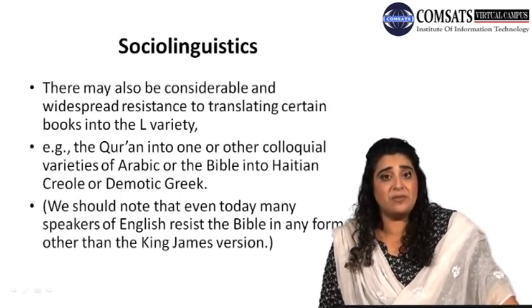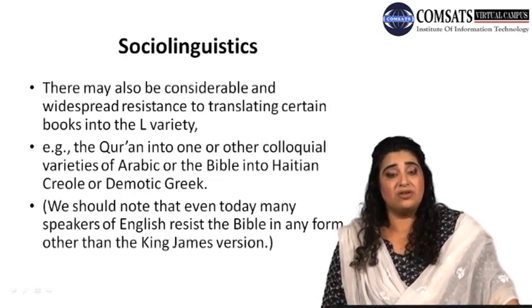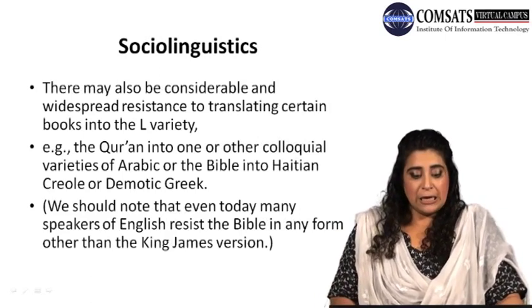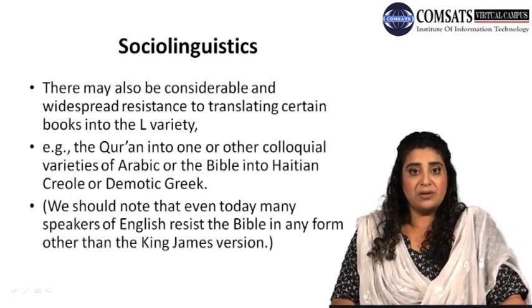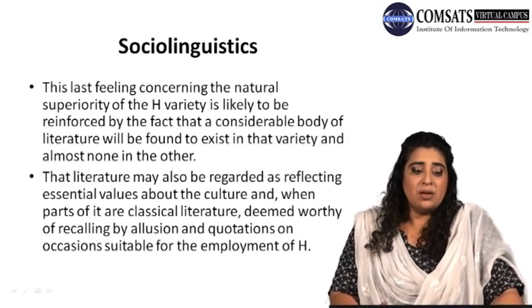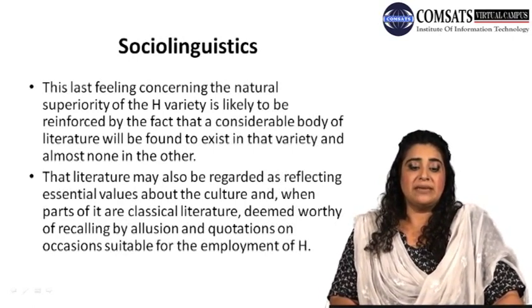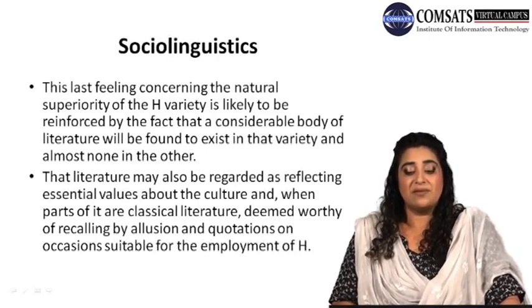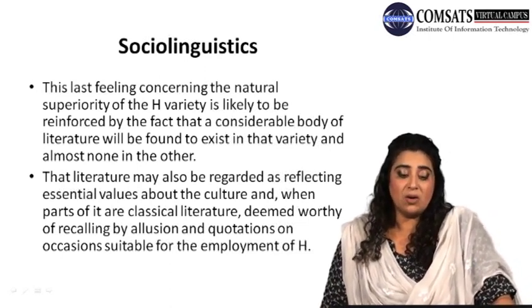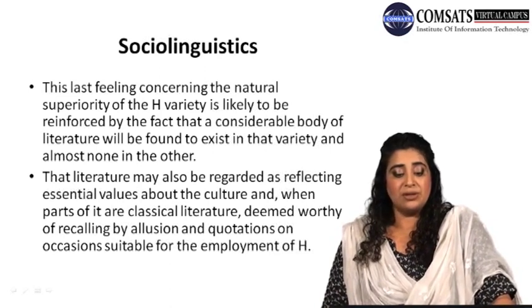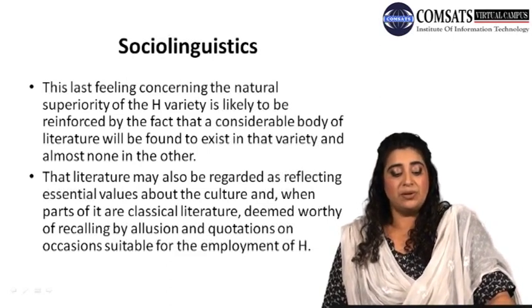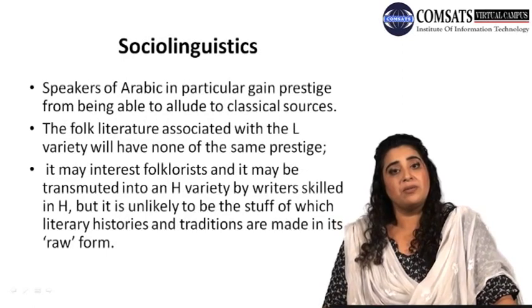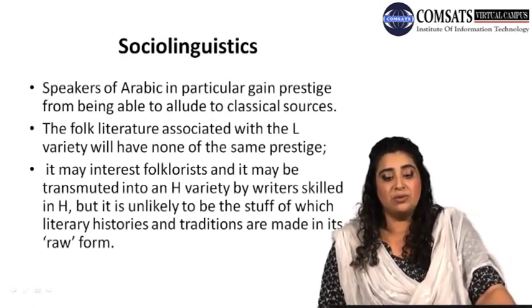We should note that even today many speakers of English resist the Bible in any form other than the King James Version. Most of them would just go with the King James Version because maybe it is easier for them to understand, or because it follows the code and rule of the language. This last feeling concerning the natural superiority of the H variety is likely to be reinforced by the fact that a considerable body of literature will be found to exist in that variety and almost none in the other. That literature may also be regarded as reflecting essential values about culture, and parts of it are classical literature, deemed worthy of recalling by allusion and quotation on occasions suitable for the employment of the H variety. Speakers of Arabic in particular gain prestige from being able to allude to classical sources.